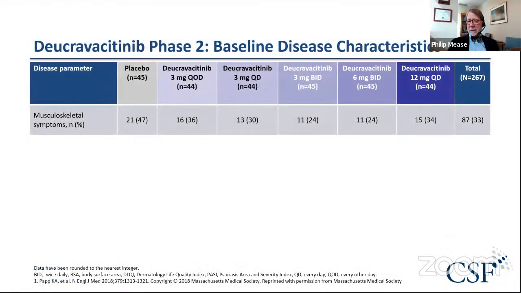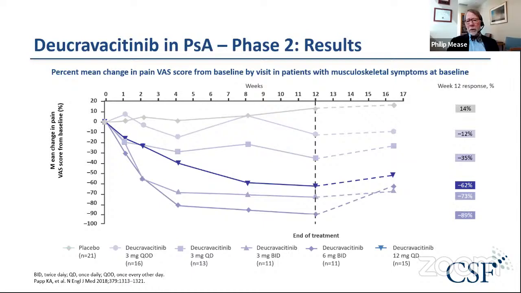But one of the things that they did in this study was to ask the investigator, do you think that this patient has psoriatic arthritis? And so this is the subgroup, about 30% in that study, that had musculoskeletal symptoms felt to be consistent with PSA. It wasn't a formal study of PSA. It was just simply to try to get a look and see. And what we saw was meaningful improvement, statistically significant improvement in pain, rapid improvement.